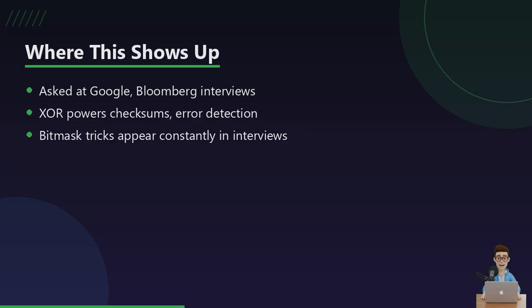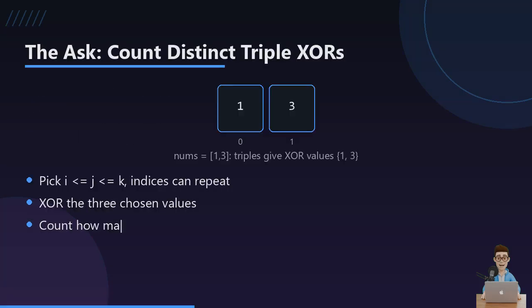We pick three indices, i, j, k, where i is less than or equal to j, which is less than or equal to k, so an index can repeat.